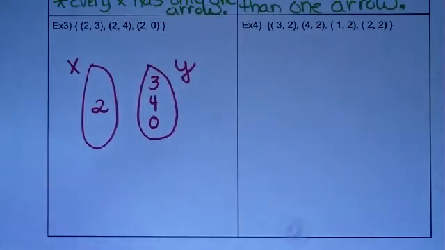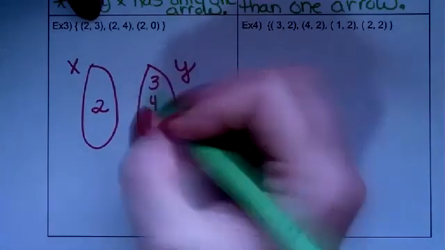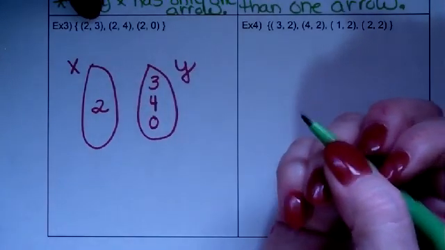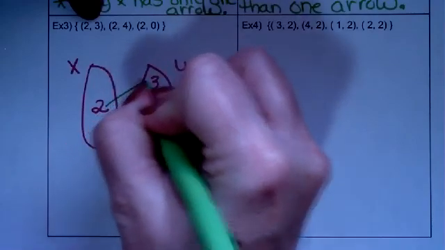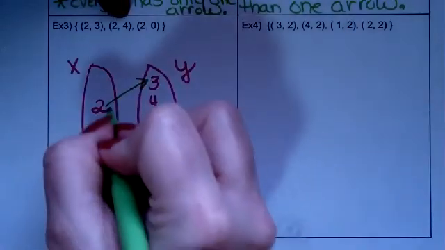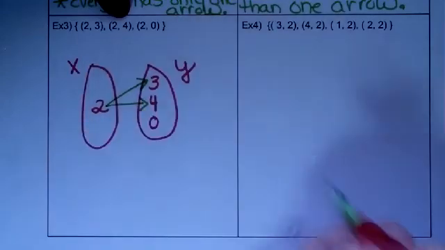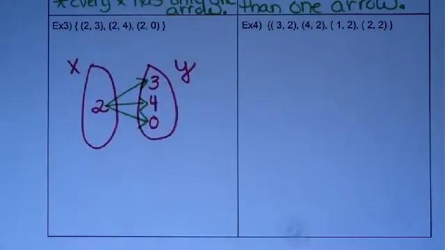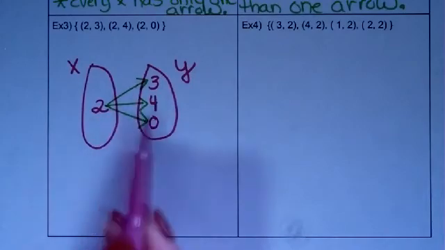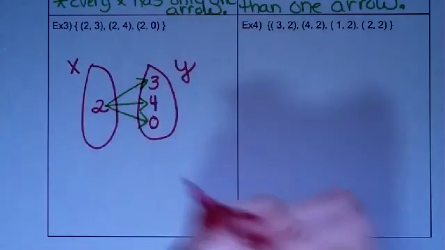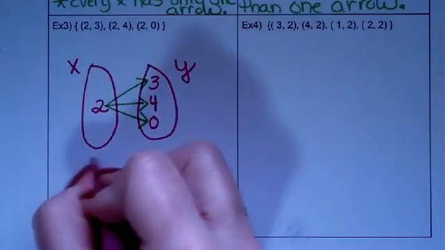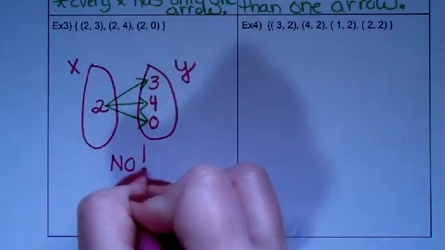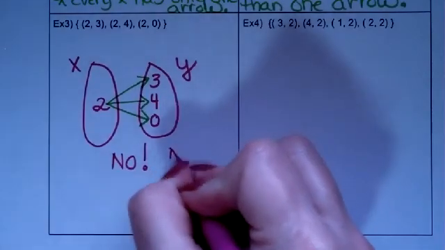Now let's draw our arrows and match it up. Okay? So now I've got 2 on the first ordered pair right here where my thumb is at. I've got 2 matches to 3. Then right here, 2 is also going to match with 4. But then again, 2 is also going to match with 0. So if I notice, I have that 2 has more than one arrow coming from it. So is this a function or not a function? This is a big no. It's not a function. Okay.